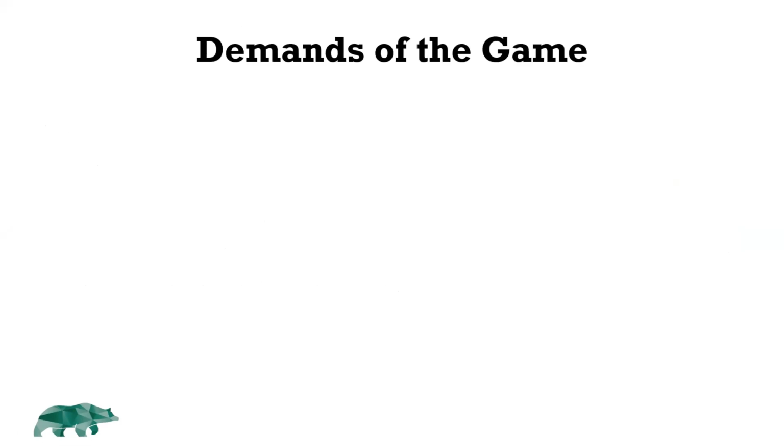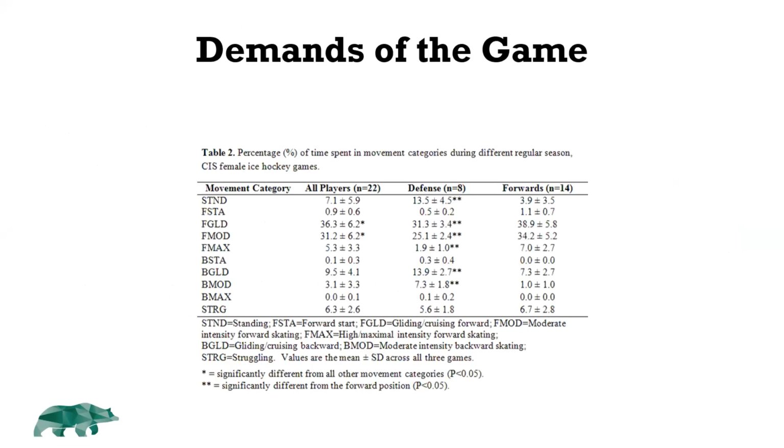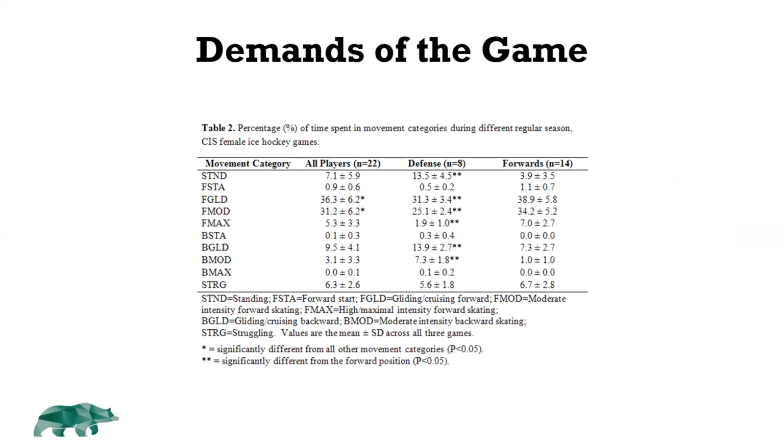The first thing I'll get into right away is some of the research that I did for my master's thesis. What I looked at was time motion analysis and heart rate response to female varsity ice hockey games. To quickly run you through the movement categories, we have standing, forward starting, forward gliding, forward moderate skating, and forward maximum skating. Then the same four categories for backward skating. And the bottom one is stumbling for puck position.